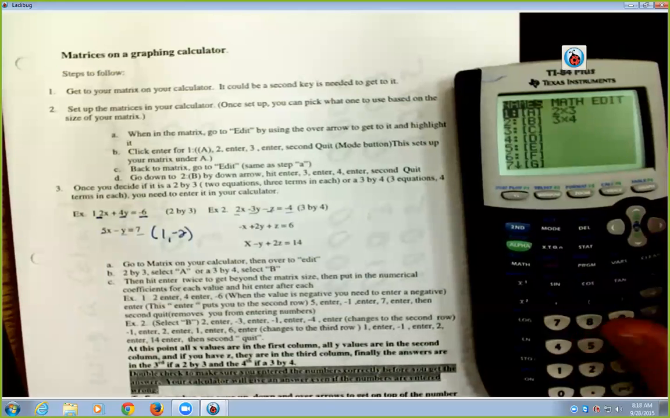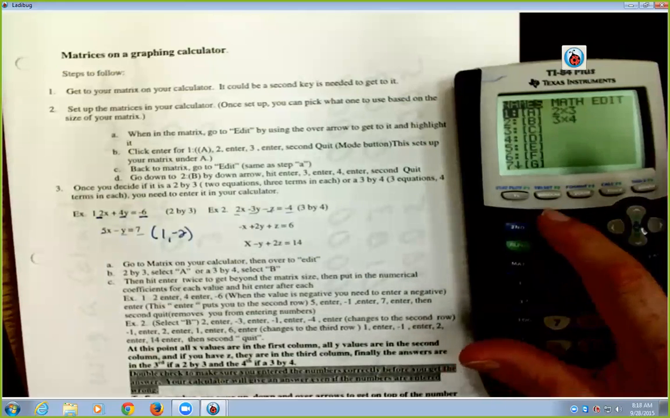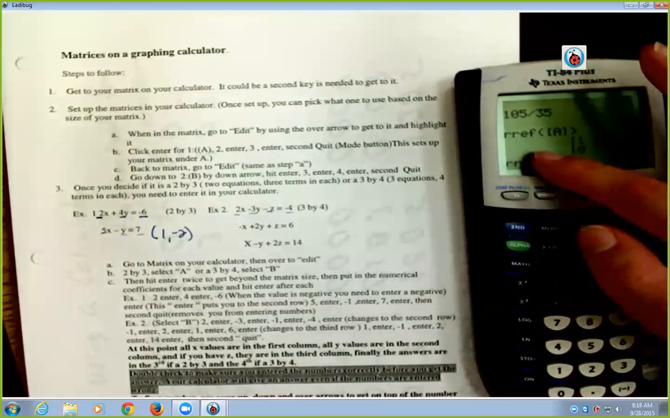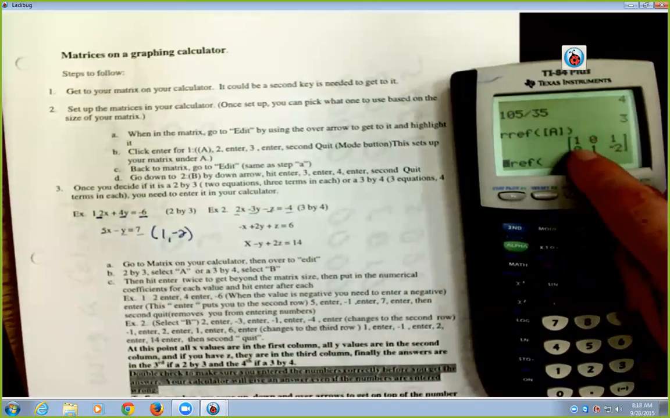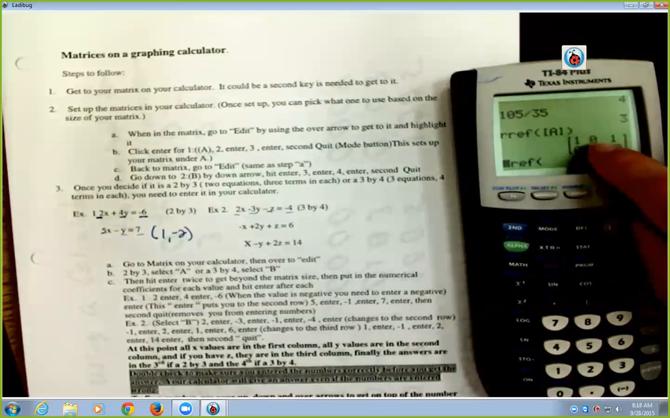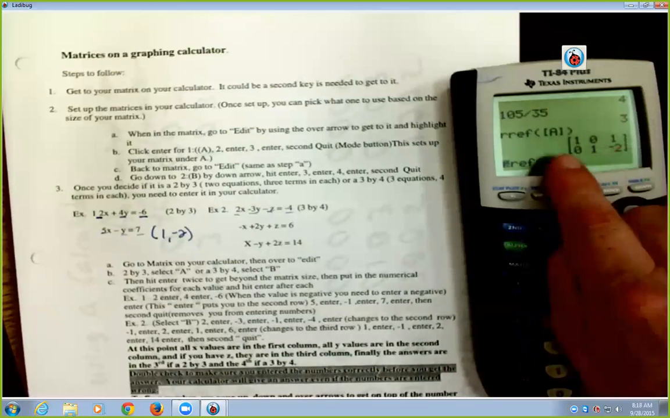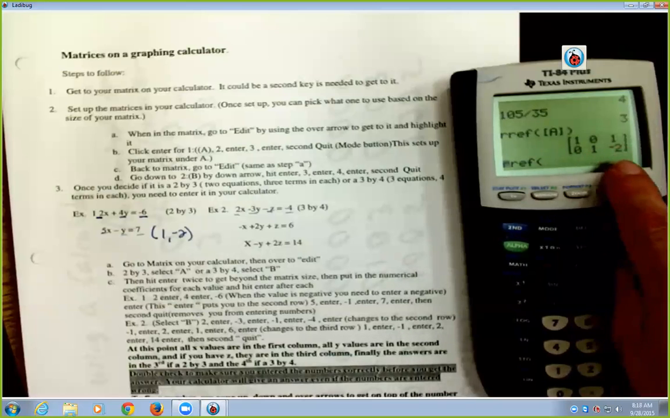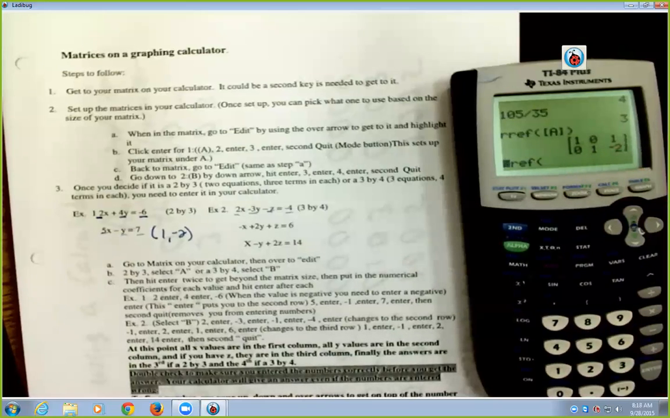Let me go back here. Right here in this solved piece, this is my X row, this is my Y row, and this is my answers. So the top row has one X, no Y, and a 1. So that means X is equal to 1. In the bottom row, 0, 1, negative 2 means Y is equal to a negative 2. So that's where I get my 1 and my negative 2. Does that help?